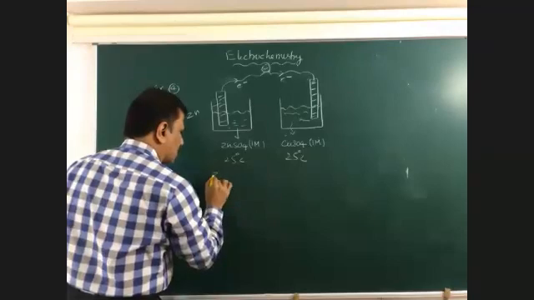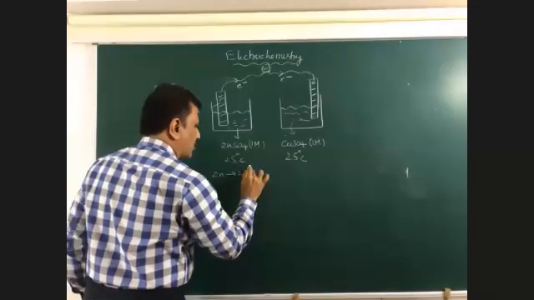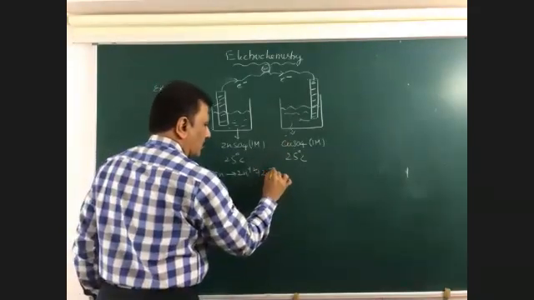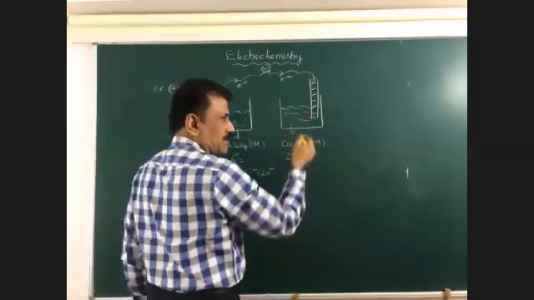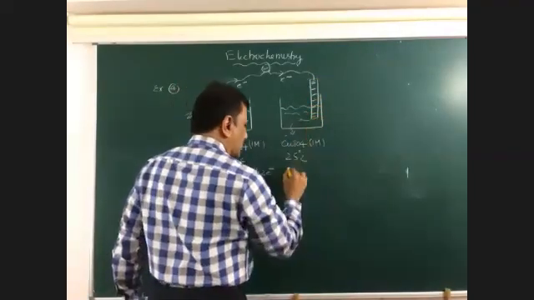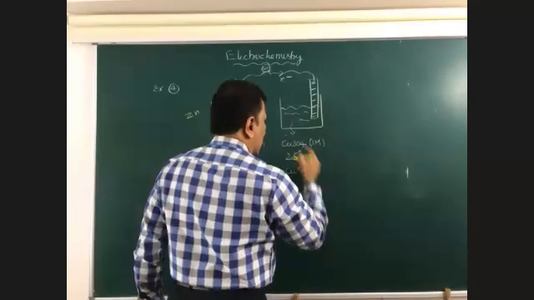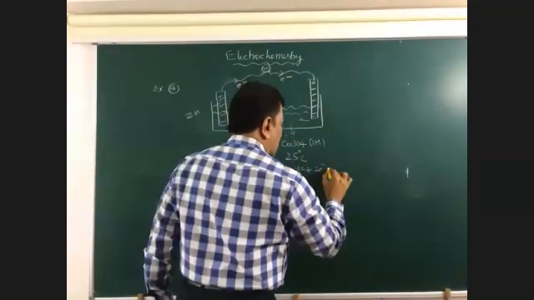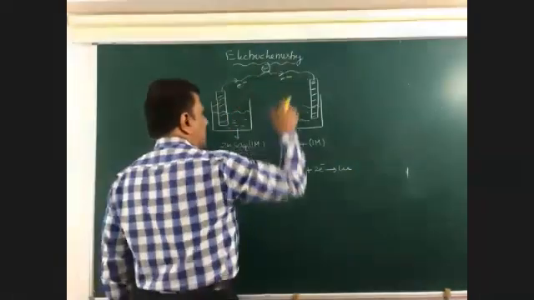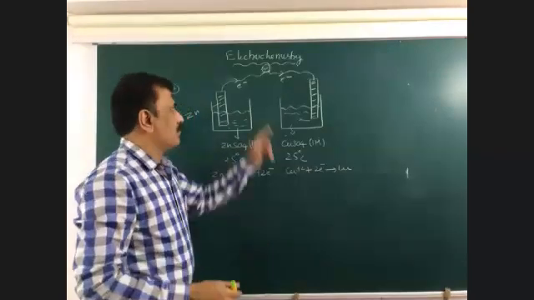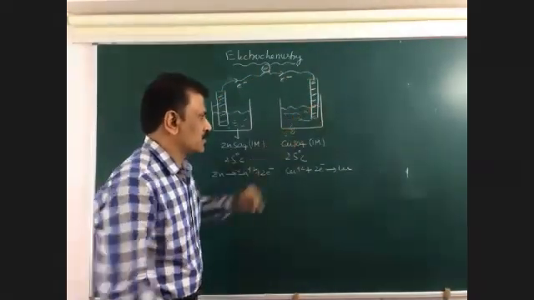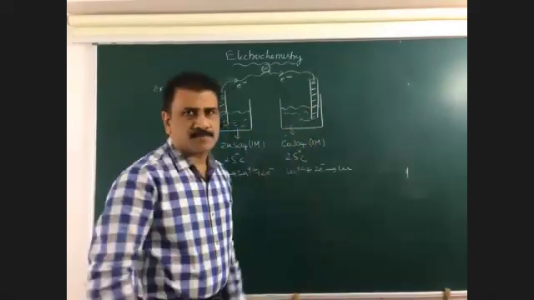So in this, zinc changes to Zn+2 plus 2 electrons. These electrons are going in this direction. And this copper rod takes electrons. And here Cu+2 in the copper sulfate changes to Cu metal. And this reaction takes place only for a few seconds. Why? Because these electrons go here and are gained by the Cu+2. And the reaction stops. Why?